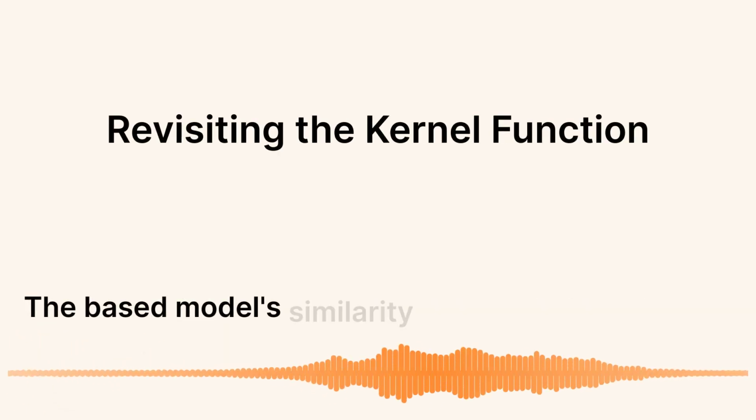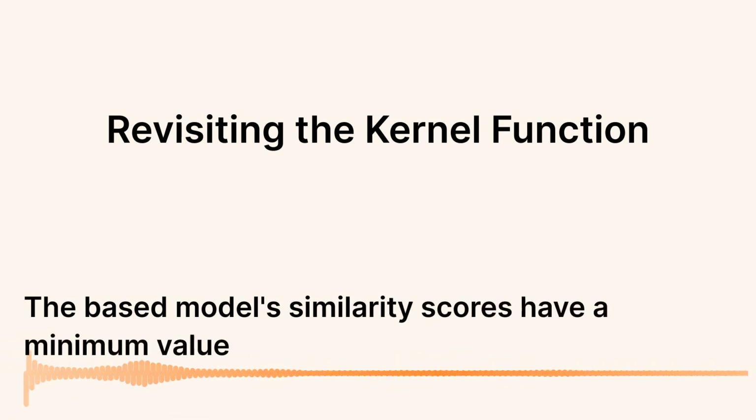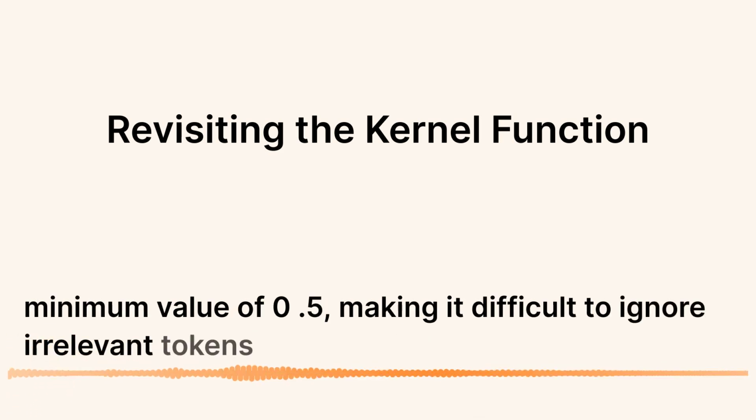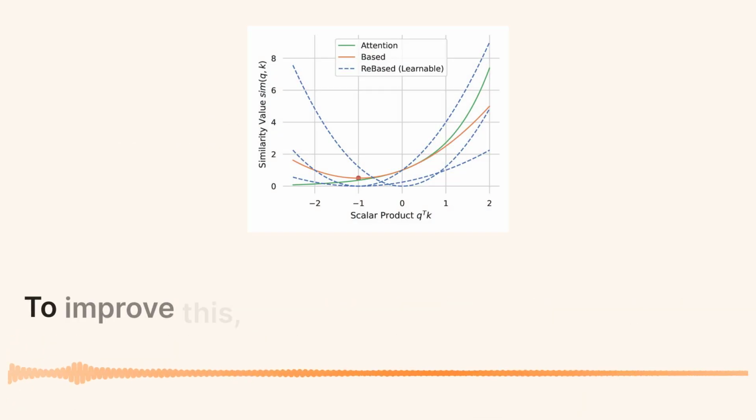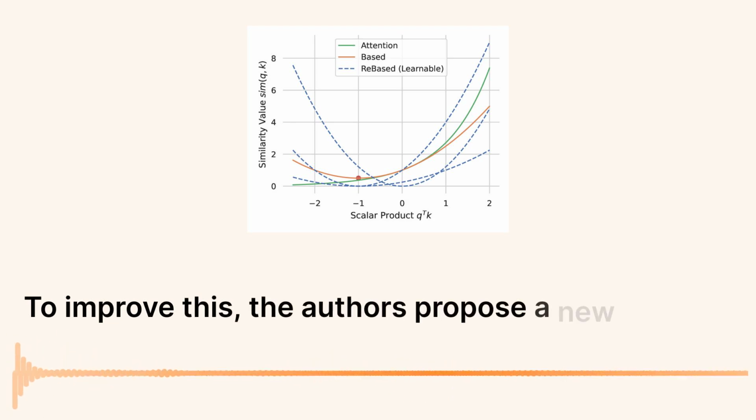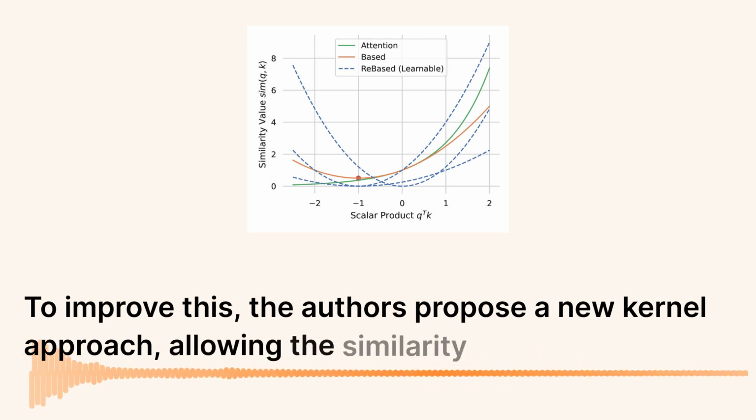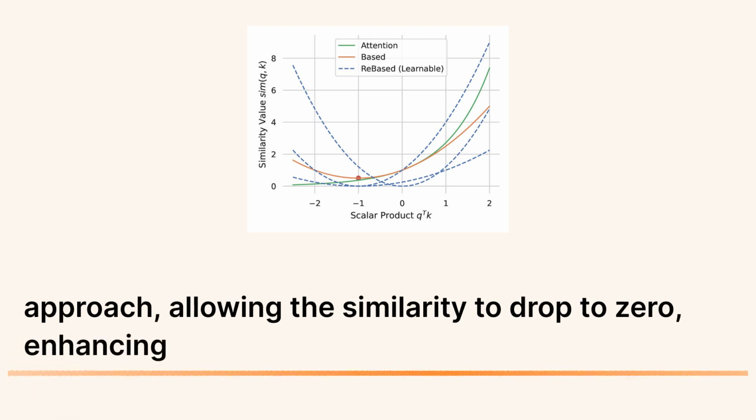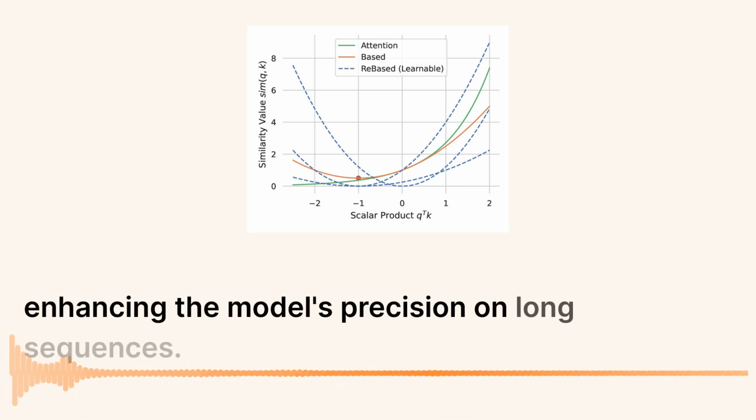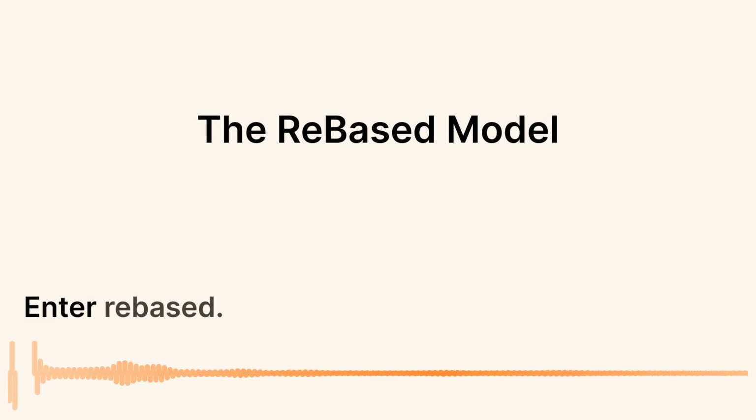The Based model's similarity scores have a minimum value of 0.5, making it difficult to ignore irrelevant tokens entirely. To improve this, the authors propose a new kernel approach, allowing the similarity to drop to 0, enhancing the model's precision on long sequences. Enter ReBased.